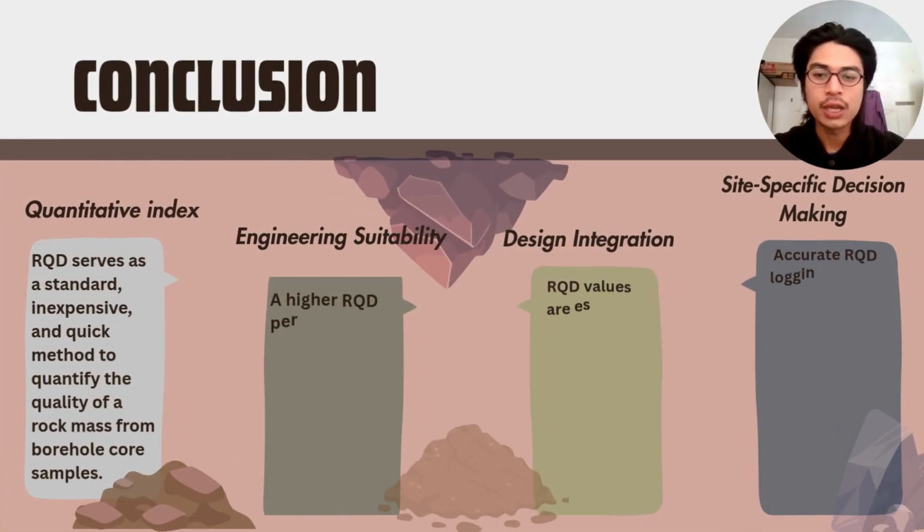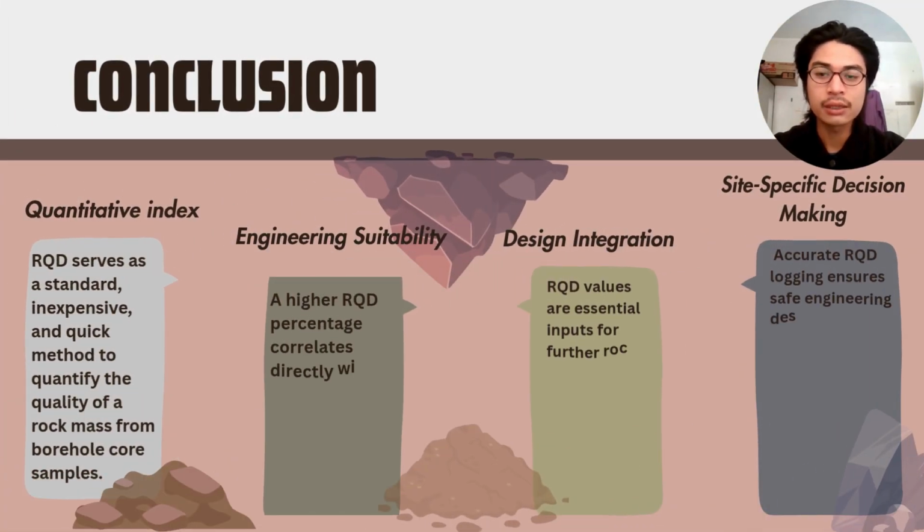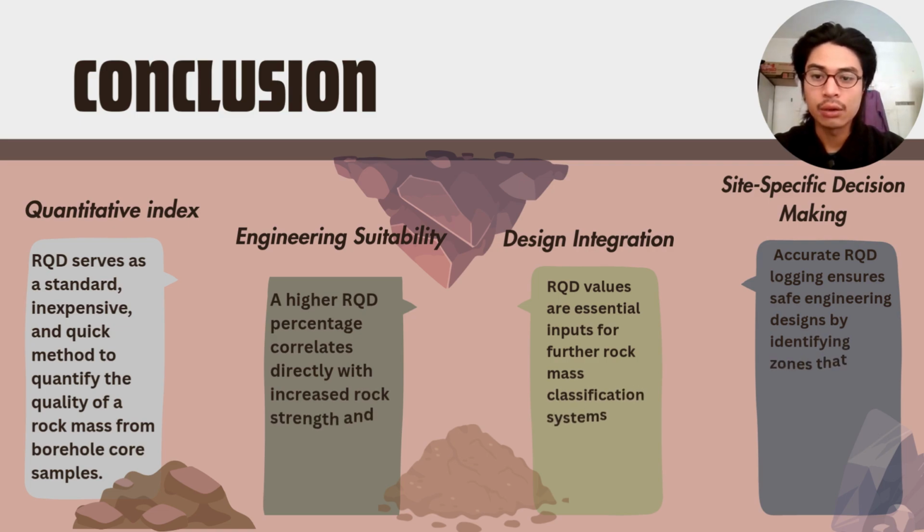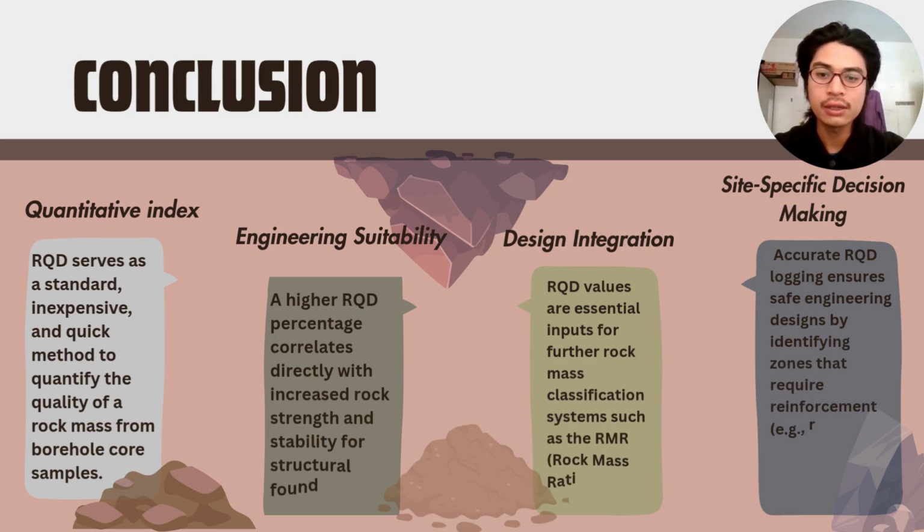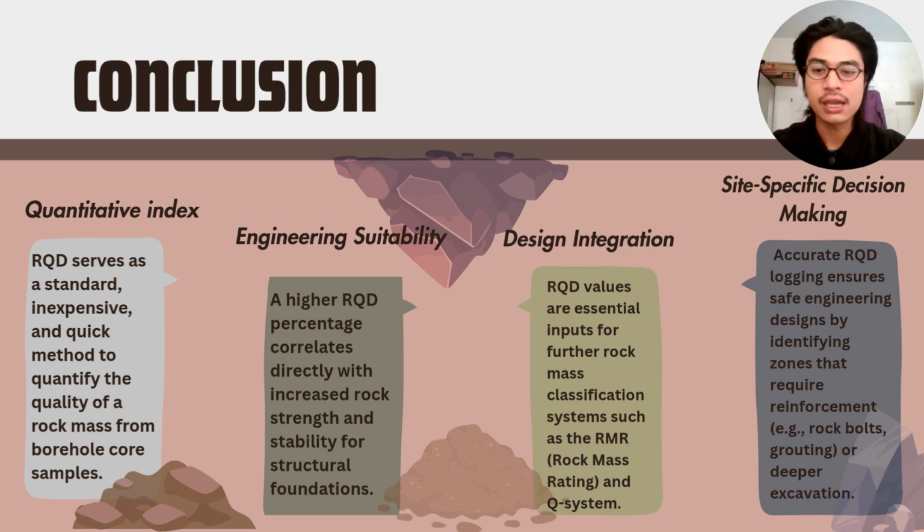Okay, now that we are at the end of our topic, which is about the RQD, for the conclusion, the first point is quantitative index. RQD serves as a standard, inexpensive, and quick method to quantify the quality of a rock mass from borehole core samples. Secondly, engineering suitability.